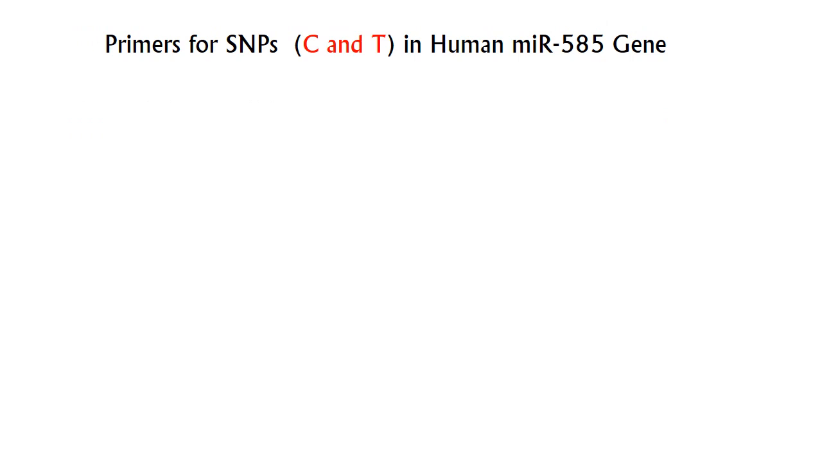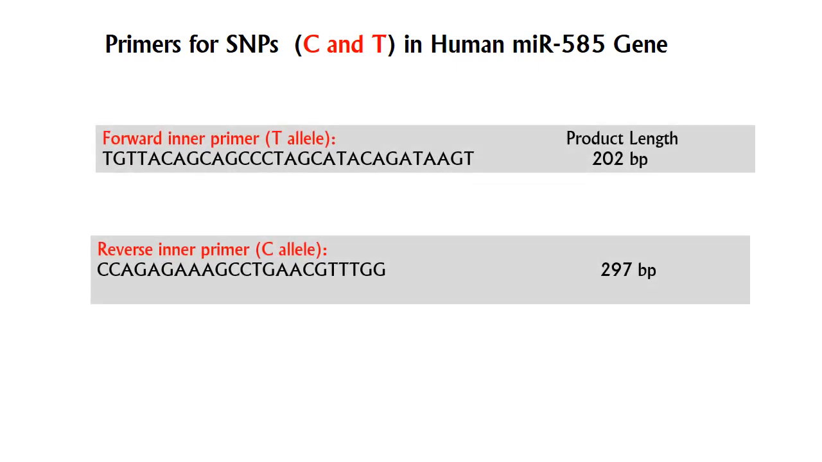Now we have designed 4 primers, 2 inner primers and 2 outer primers, for this microRNA 585 gene to find out the variants present in this gene. We have designed a forward primer. This is a unique primer and it is attached to the DNA molecule and will give us a product of 202 base pair.